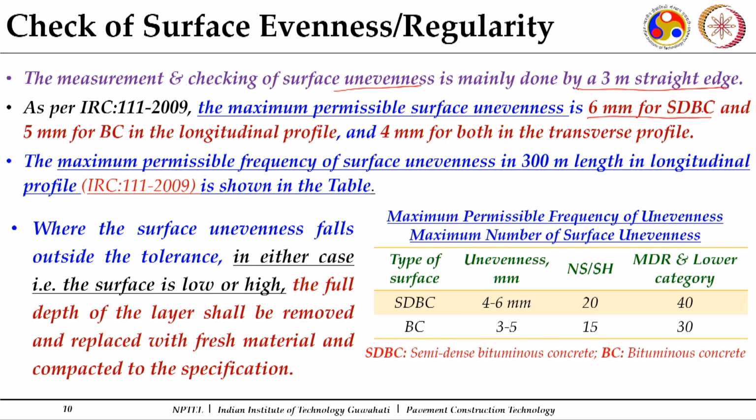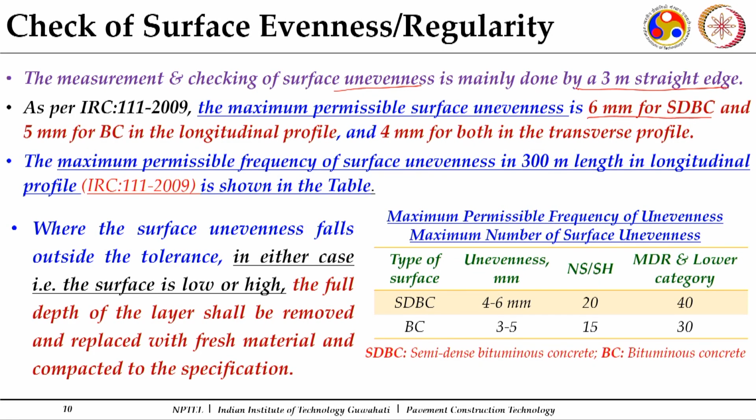Now, two conventionally used hot mix asphalt wearing courses are semi-dense bituminous concrete and bituminous concrete, and nowadays stone matrix asphalt is also getting quite popular. The surface unevenness permissible limit is 6 mm for SDBC and 5 mm for BC in the longitudinal profile. So, when measuring parallel to your center line, this should not go beyond 6 mm for SDBC and 5 mm for BC. In the transverse profile, it says 4 mm for both.